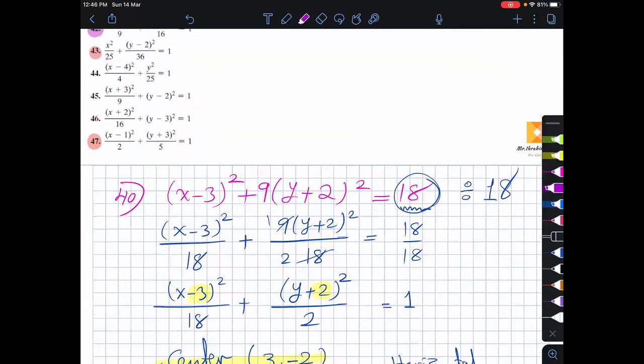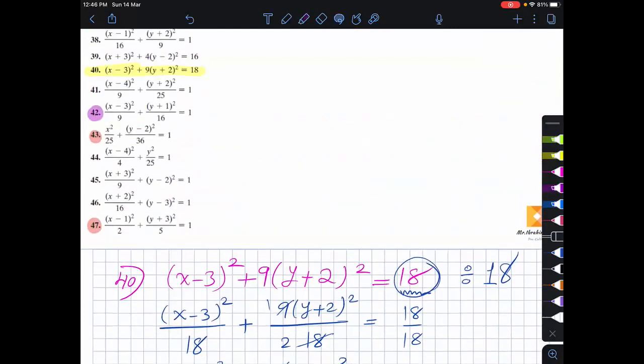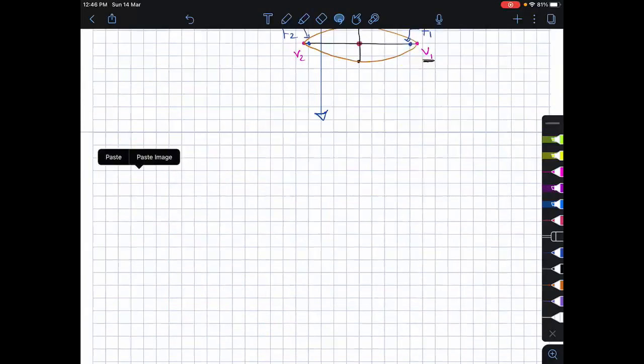Okay, guys. Let's solve another question here. Number 42. One more question here.